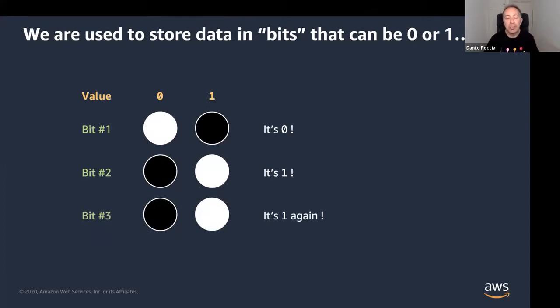So I need to repeat myself. In this case, it's one again. One single bit can't contain a lot of information, but our computers can contain and process millions, billions, trillions of bits, and that's the power of traditional computers.